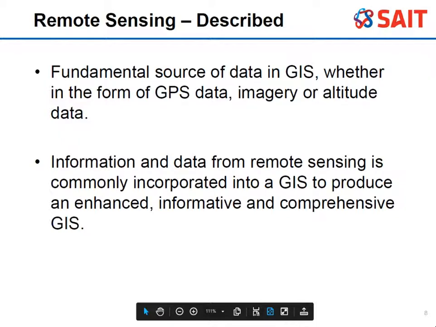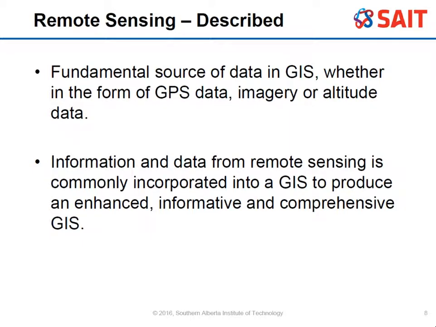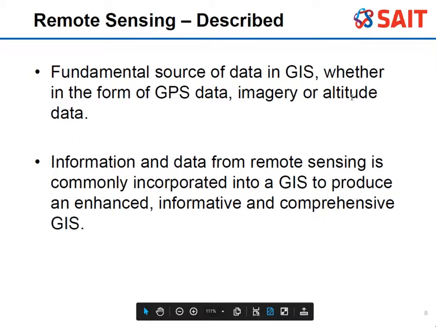So remote sensing is a fundamental source of data in GIS. Whether it is in the form of, well, it says GPS data, but that's not necessarily remote sensing, it's more imagery or altitude. You can consider GPS data because it is technically from afar, but you have to be in the location to be able to capture it. A lot of definitions don't include GPS data, but some do. Technically, if you have to go to that location and be on the ground like you would with a GPS, then it's not technically remote. But definitely imagery or even altitude data, because you would use an altimeter for that.